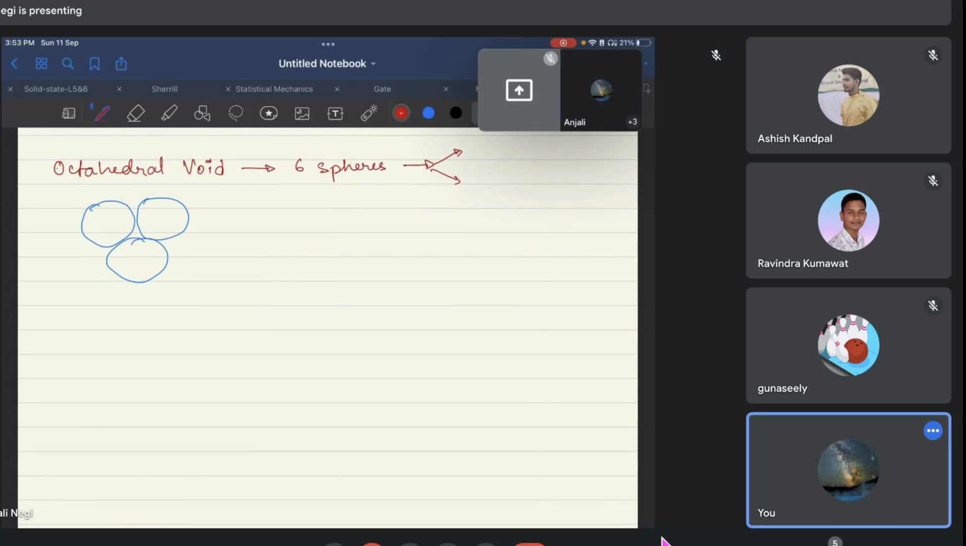So this is case number 1, for example, and this will be 3 spheres in the same plane. Okay, and the other 3 are either upper or at the bottom.